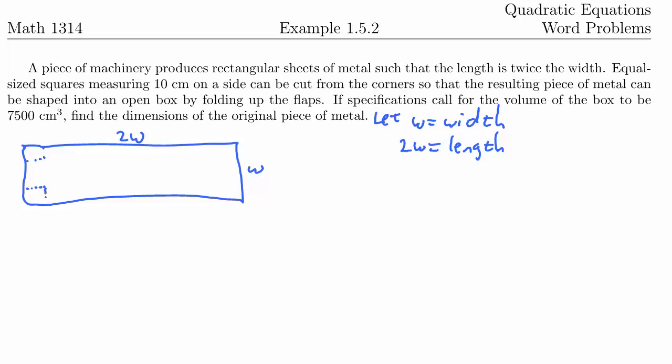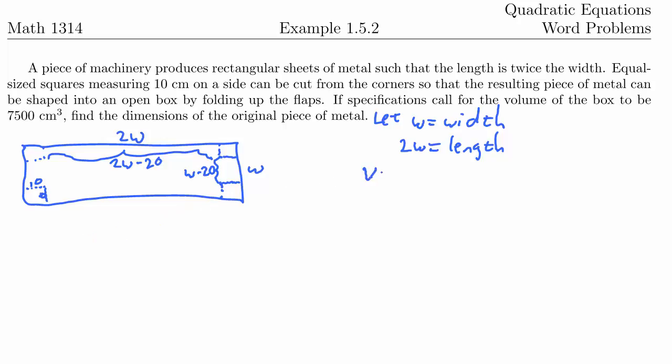Again, squares are cut out from the sides so that each side of the square is 10 centimeters. That means that the length that we're using here is actually 2w minus 20, and the width here is w minus 20.